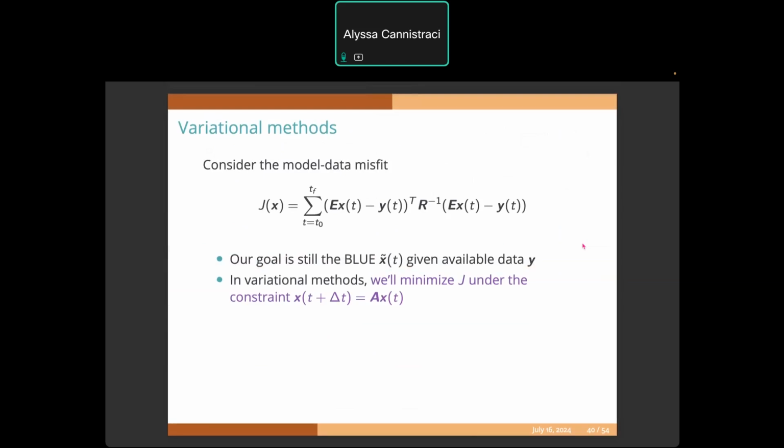And in variational methods, what we do is we're going to minimize this model-data misfit under the constraint that x of t is equal to Ax. So this is saying we're minimizing J under the equations of motion.